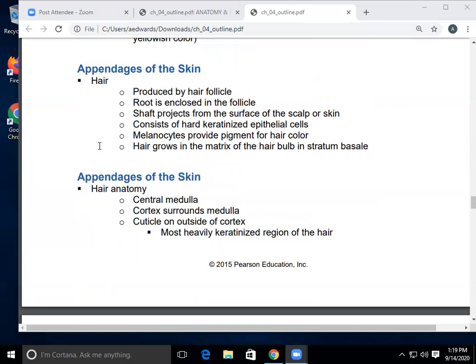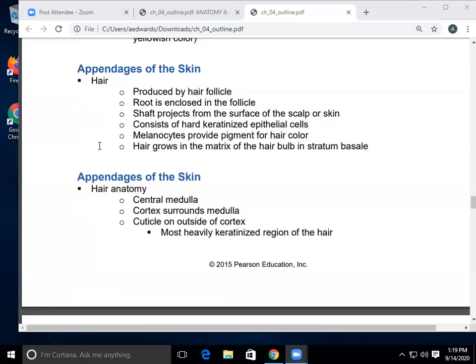Again, the shaft of your hair is going to project from the surface of the scalp or your skin. It's made up of epithelial cells, which are hard and keratinized. Just like your skin has melanocytes that make your skin have a certain color, your hair has melanocytes to give your hair a certain color.